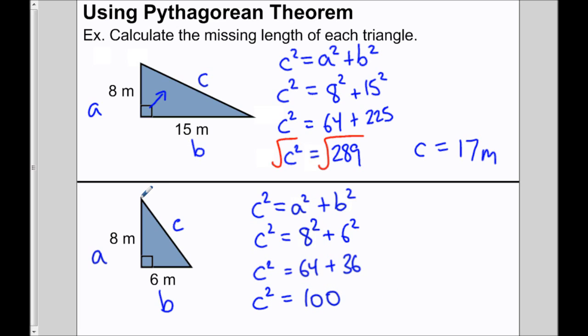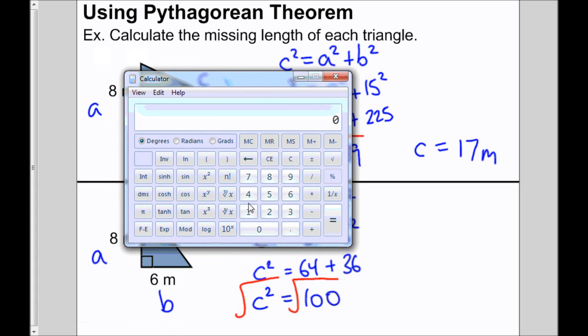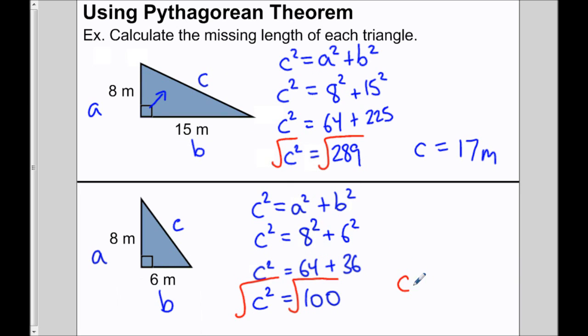So if the area of that square is 100, I need to know one of the side lengths. So again, I take the square root to find that out. So the square root of 100 is 10. So C would equal 10 meters. Okay. So that's how we find the missing side of a right triangle, specifically the hypotenuse.